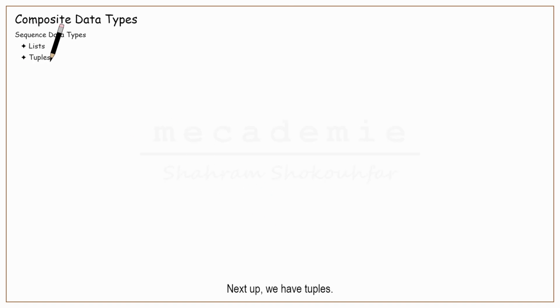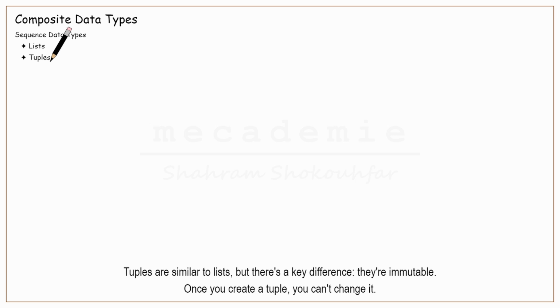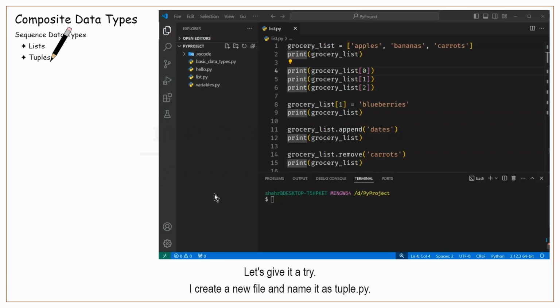Next up, we have tuples. Tuples are similar to lists, but there's a key difference. They're immutable. Once you create a tuple, you can't change it. Let's give it a try. I create a new file and name it tuple.py.